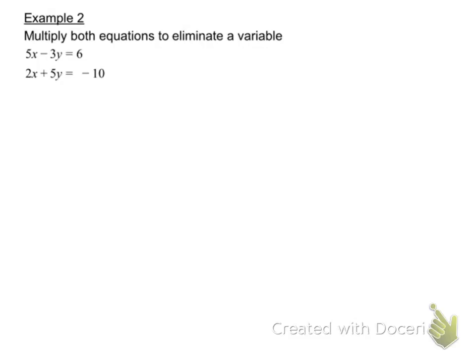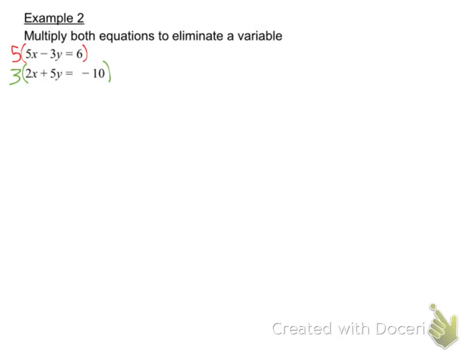The top one will obviously be a negative 15. The bottom one will become a positive 15. But 3 times what is 15? 5. So I'm going to multiply the top equation by 5. And I'll multiply the bottom equation by what? 3. Because 3 times 5 is 15.